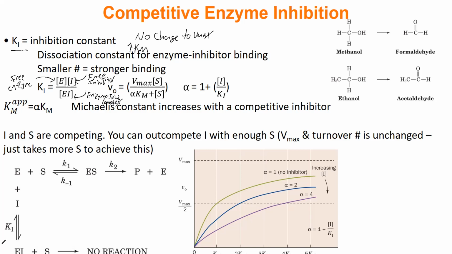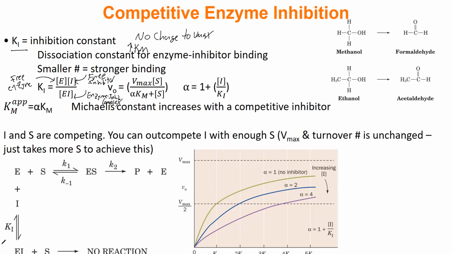And the reason why Vmax doesn't change, which is the maximum speed your enzyme can go, is because your substrate can always outcompete your inhibitor. If you add 5,000 substrate molecules for every one inhibitor molecule, your inhibitor will never bind. You just have too much substrate, and your substrate will outcompete your inhibitor. So you'll be able to go your maximum speed regardless of inhibition.